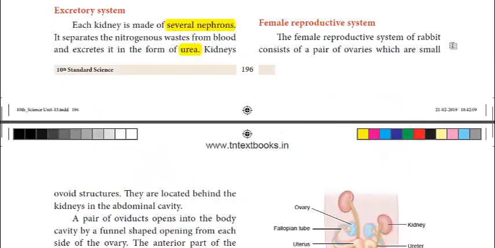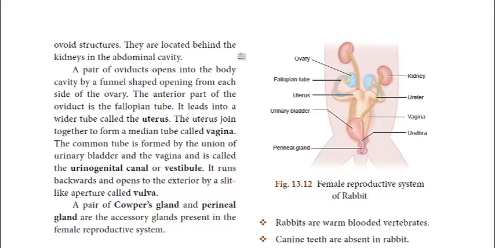The female reproductive system of rabbit consists of a pair of ovaries which are small ovoid structures. They are located behind the kidney in the abdominal cavity. A pair of oviducts open into the body cavity by a funnel shaped opening from each side of the ovary. The anterior part of the oviduct is the fallopian tube. It leads into a wider tube called the uterus. The uterus join together to form a median tube called vagina.